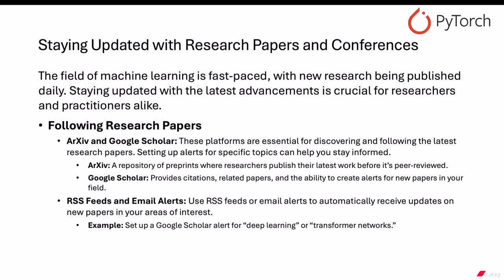arXiv, a repository of preprints where researchers publish their latest work before it's peer reviewed. Google Scholar provides citations, related papers, and the ability to create alerts for new papers in your field. RSS feeds and email alerts. Use RSS feeds or email alerts to automatically receive updates on new papers in your areas of interest. Example, set up a Google Scholar alert for deep learning or transformer networks.